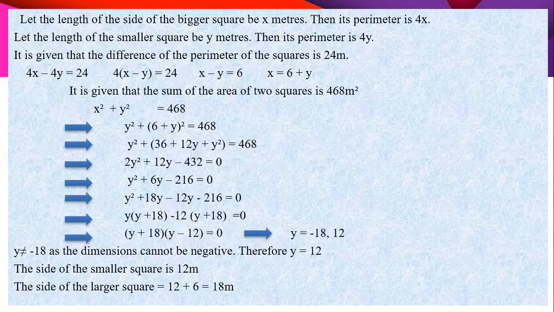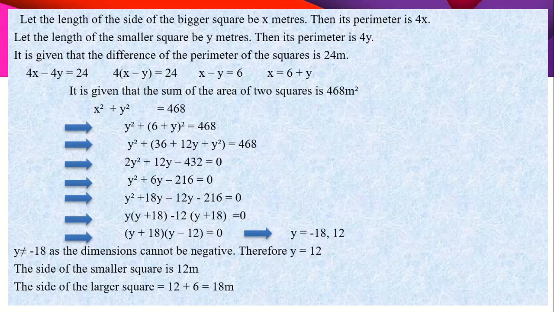Now we will consider the length of the side of the bigger square as x meters, then its perimeter will be 4 into x. Let the length of the side of the smaller square be y meters, then its perimeter is 4y. Now according to the question, the difference between their perimeters is given as 24 meters. So 4x minus 4y equals to 24, which implies that taking 4 as common factor, 4 into x minus y equal to 24. So x minus y equal to 6. So x can be expressed as 6 plus y.